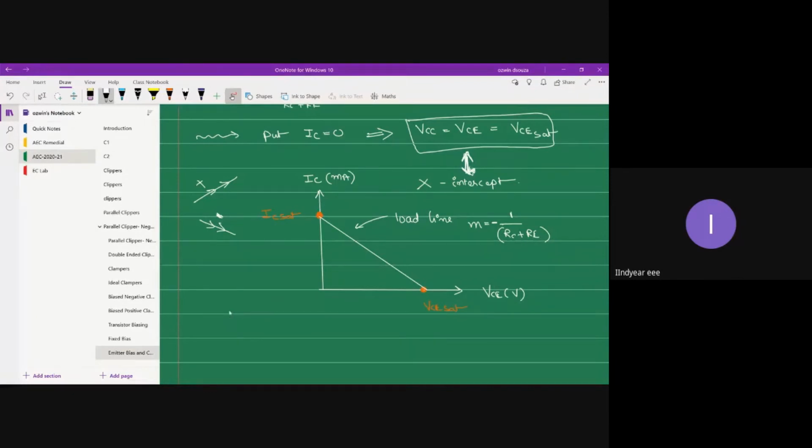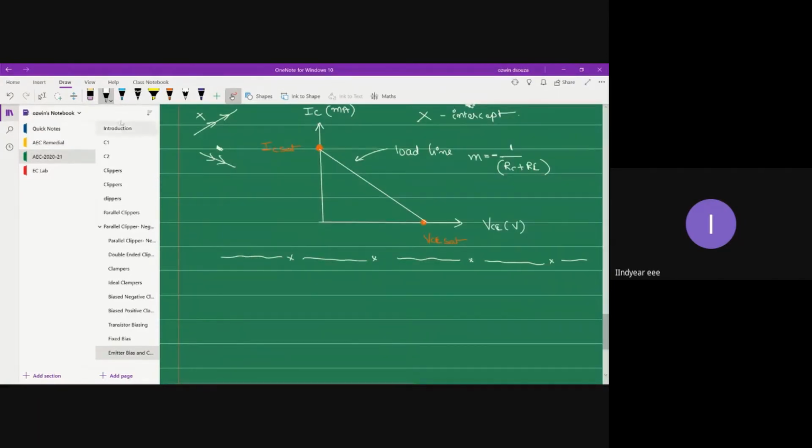I will do the problems in the next class. As of now, I will consider the third biasing network, which is collector to base bias. The third biasing network is collector to base bias. It is something like an improved version of the emitter bias circuit.